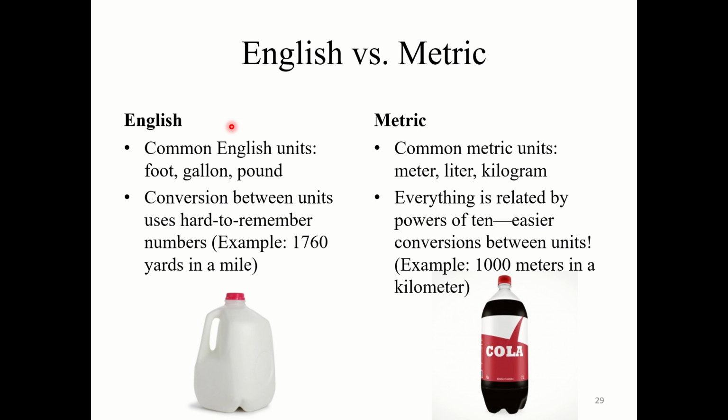There's 4 quarts in a gallon. There's 12 inches in a foot. So these are a little strange, and if you're given a problem with some English or imperial units, you are going to be given the necessary conversions. Whereas with the metric system, much easier. Some common metric units are meters, liters, and kilograms. With the metric system, everything is related by powers of 10, so it is very easy to convert between units. For example, there are 1,000 meters in a kilometer, or 1,000 milliliters in a liter.